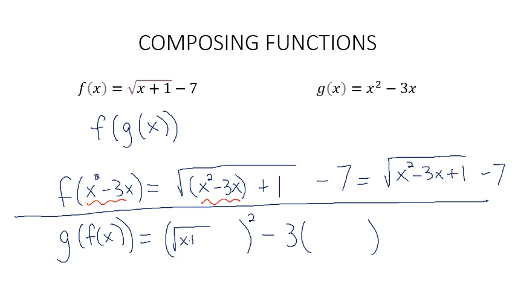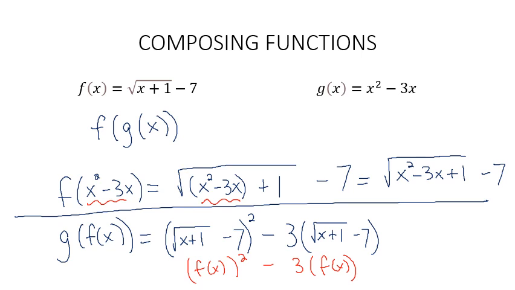So that is this squared minus 3 times f of x. So this is not as nice looking. This is f of x all squared minus 3 times f of x. And this can be simplified, but it's pretty messy, and I'm going to leave it for now.